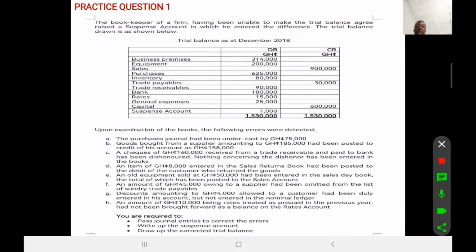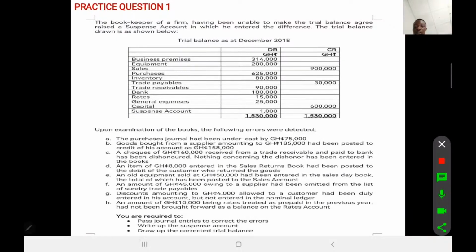The customer has enjoyed part of his discount, but instead of recognizing the discount as an expense in our profit and loss, we failed to do that. So here it becomes a single-sided or partial omission. We didn't record it at all, so you need to record it. And since this error will affect the trial balance, the difference is going to be catered for by the suspense account. So let's take note of that.